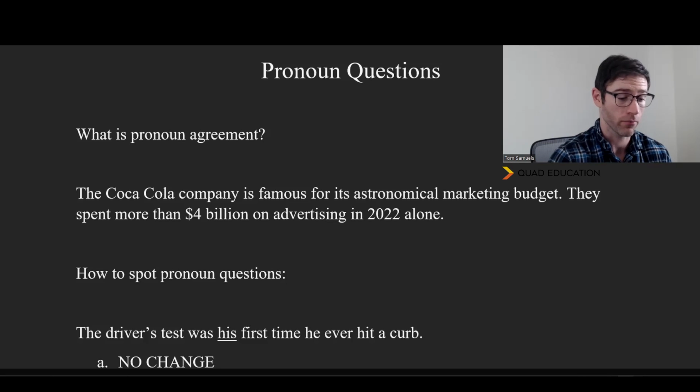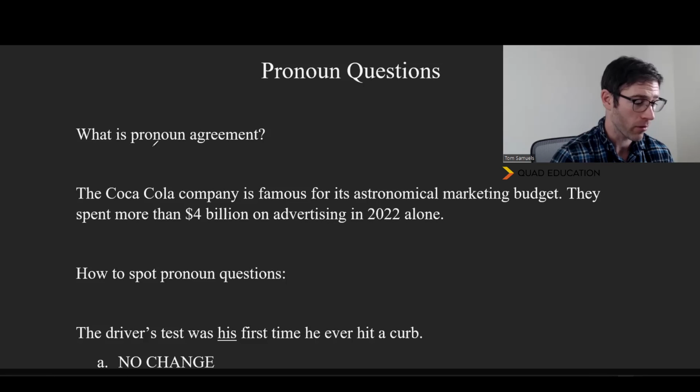Also, a quick note, and probably worth mentioning, the SAT and ACT are always going to be super specific with when we have gendering with pronouns. So there's never going to be any sort of ambiguity there. So you will always know whether someone is singular female, singular male, or if there's plural folks involved in a situation. So that's never going to be an issue. So let's go ahead and talk about pronoun agreement and what it is.